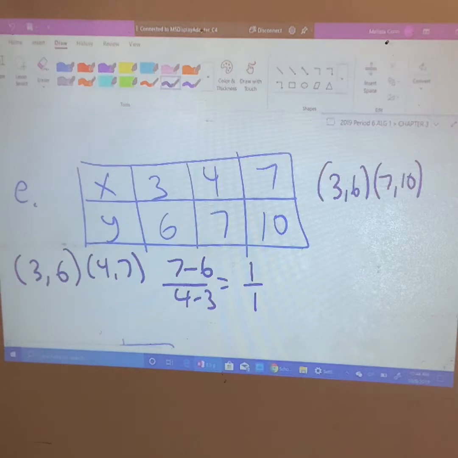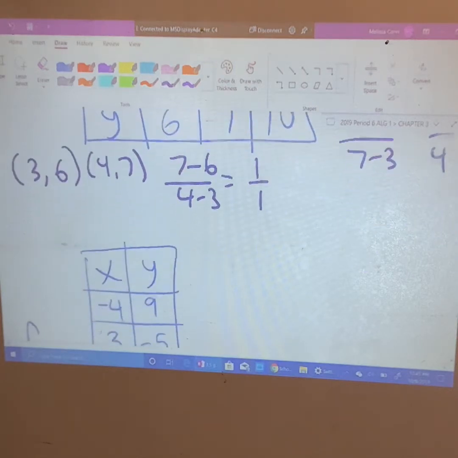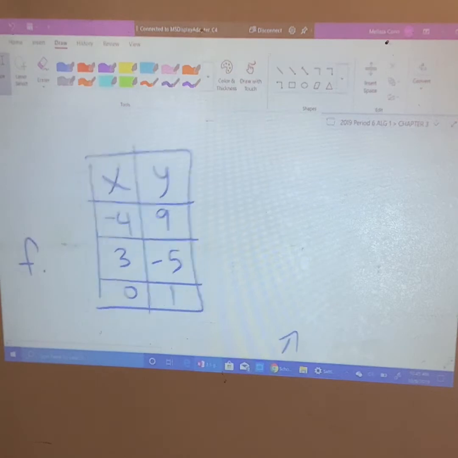It's heading upward. Now if I do this one over here, it's going to be exactly the same. It's 10 minus 6 over 7 minus 3, which is 4 over 4. Again, it's 1 over 1. So again, it doesn't matter what 2 ordered pairs you pick, just pick 2. Okay, so let's go to the next one, F.